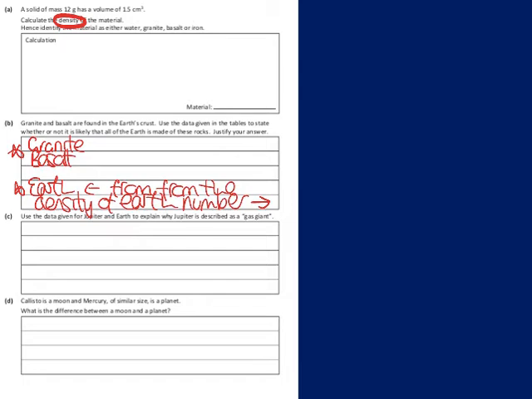So use the data given for Jupiter and Earth to explain why Jupiter is described as a gas giant. So here you're looking at the size numbers for both, and you're looking at the density numbers for both, and see, can you use those things in such a way to explain why Jupiter is a gas giant. And now we're not going to do the last bit. What is the difference between a moon and a planet?